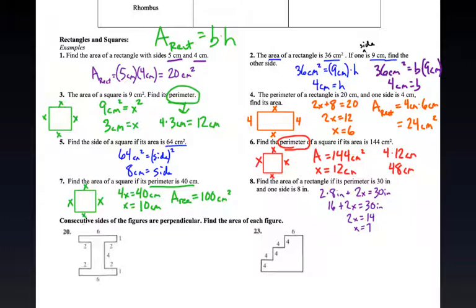20 and 23 are a little bit different. I'm going to do something, it could be confusing how I'm doing this, but hopefully it'll be helpful in the long run. If all these sides are perpendicular, there's a bunch of rectangles in here. You split it up however you want, and then find the areas of the smaller rectangles, and then add them together.